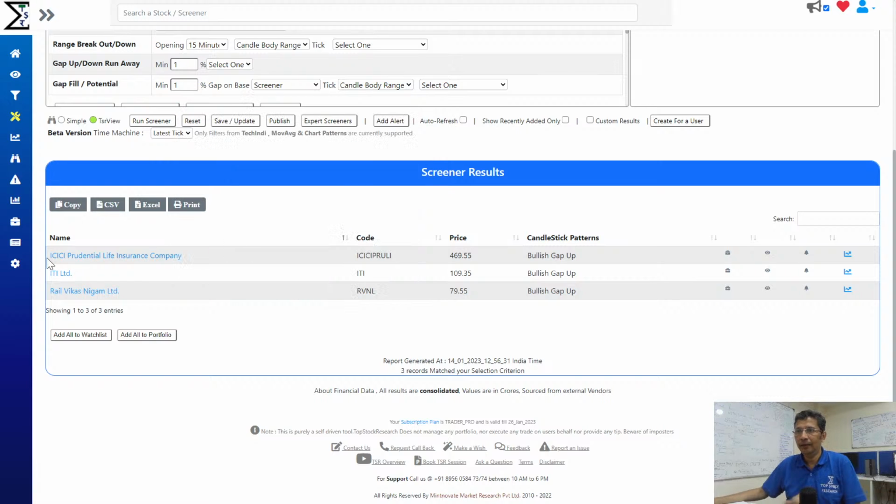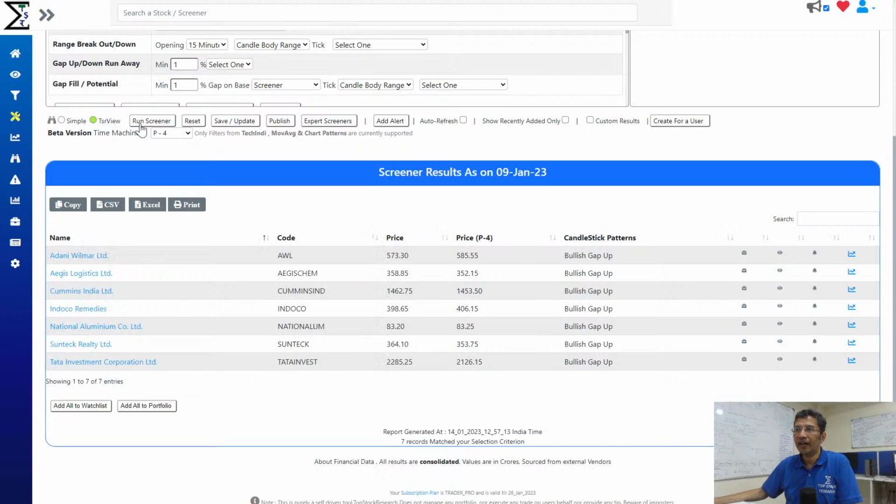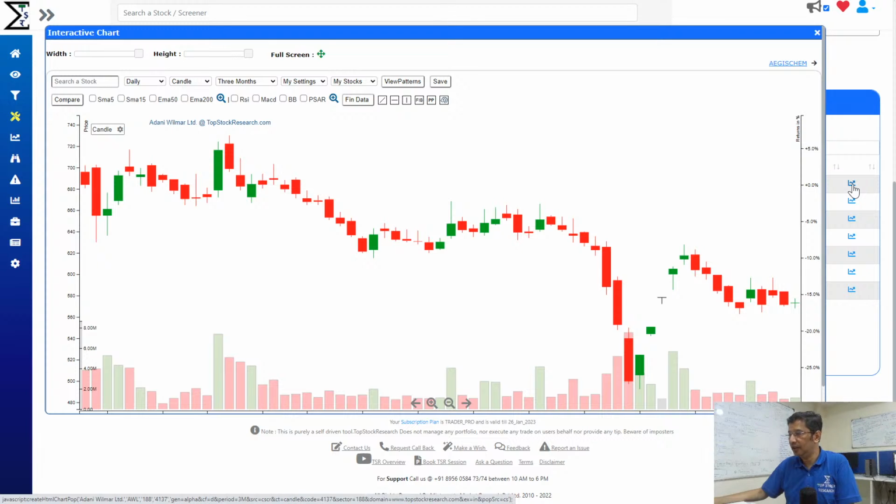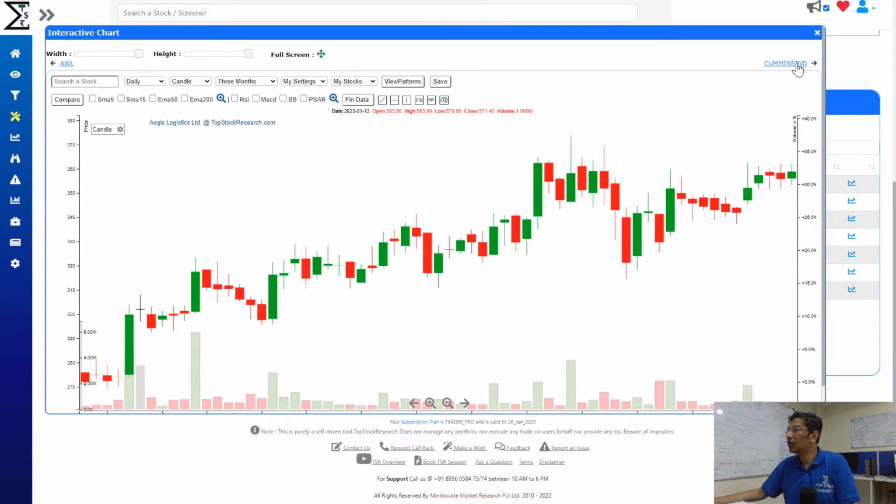The second thing is you have 3 stocks here. You go back in the history to, let's say you go P-4, run it, right? So as on 9th January, right, which all back, this thing happened, right? So there was a gap up, right? Did not do too well because the market itself was not too good. Here the gap up was there and it is sustaining, right?